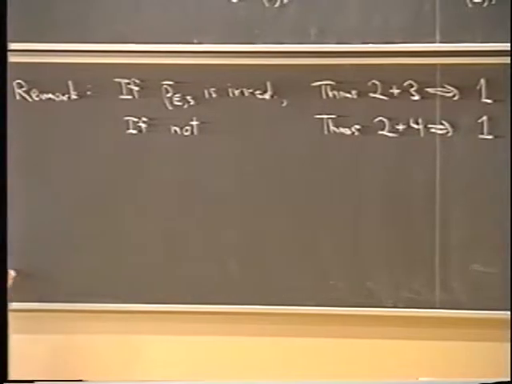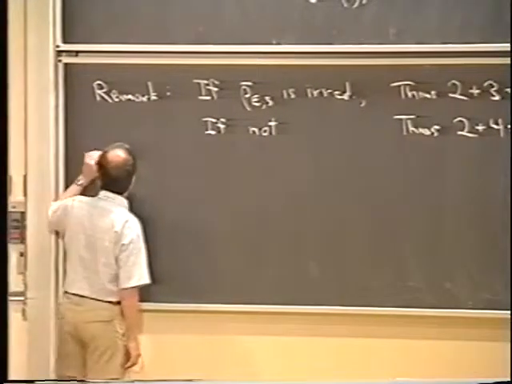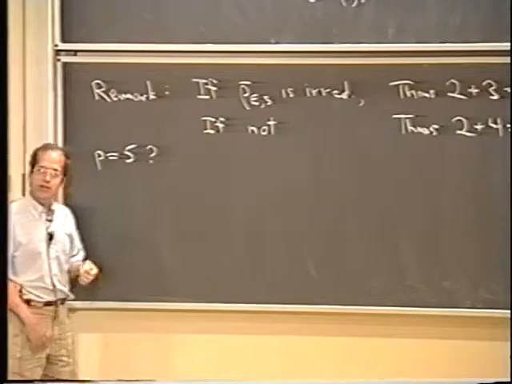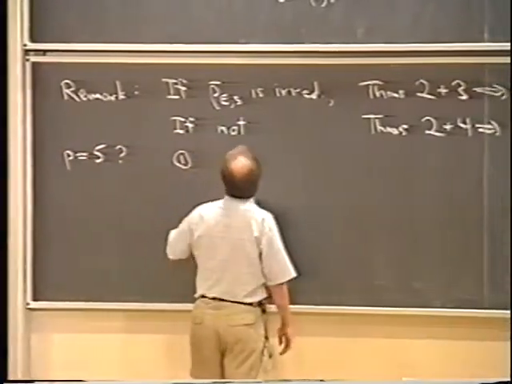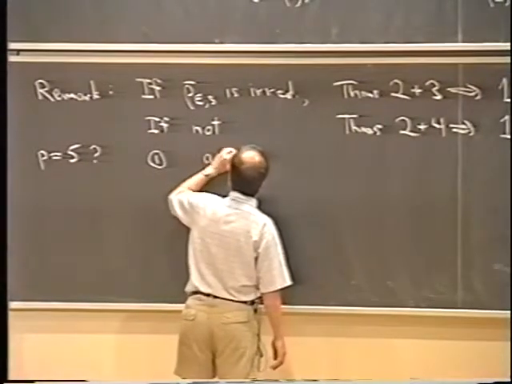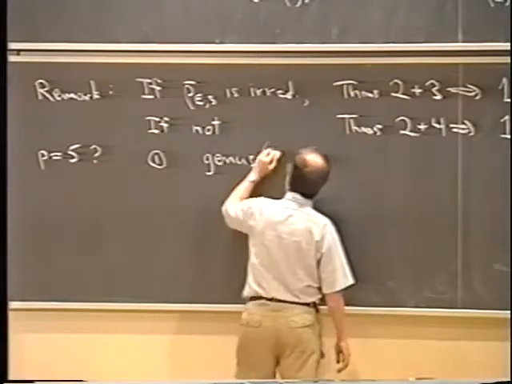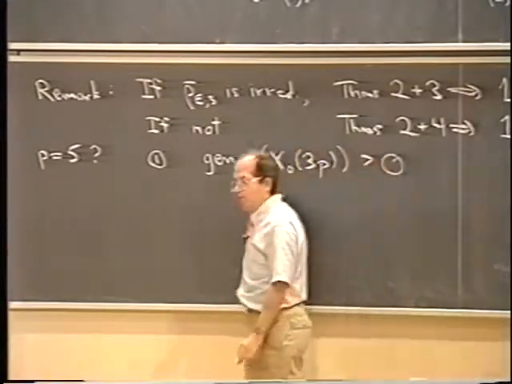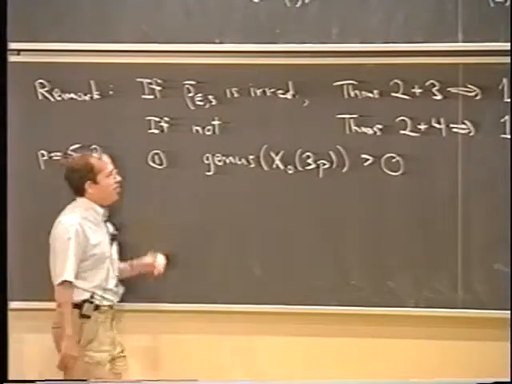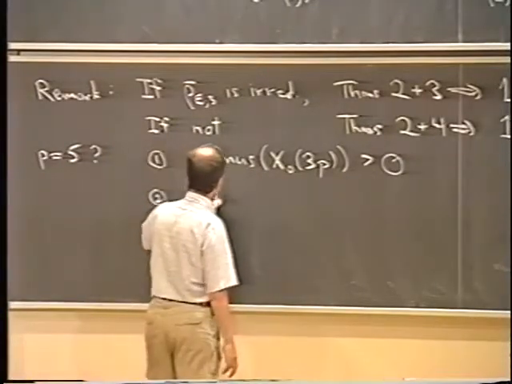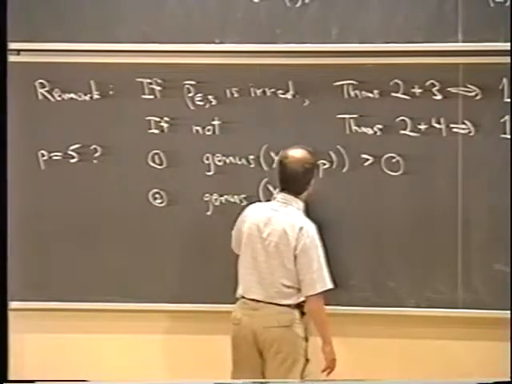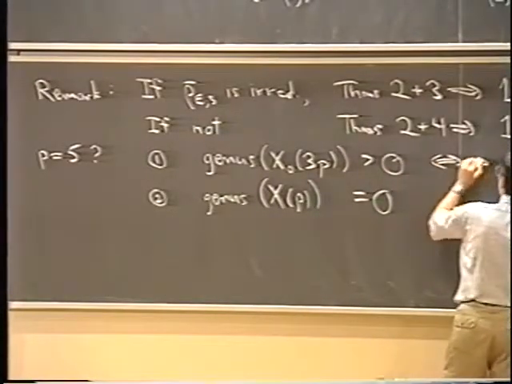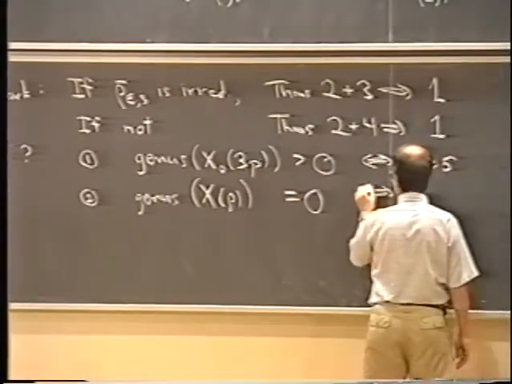More remarks. First of all, why p equals 5? Well, as you'll see from the proof in just a minute, the proof of these two separate parts is going to rely crucially on two separate facts. For part 1, we need to know that the genus of the modular curve X0 of 3p should be bigger than 0. So if we want to apply the argument I'm going to give you with a prime p, one needs this. And for part 2, one needs that the genus of the modular curve X of p is equal to 0. The first condition, it's easy to check, is equivalent to p at least 5. And the second condition is equivalent to p at most 5.